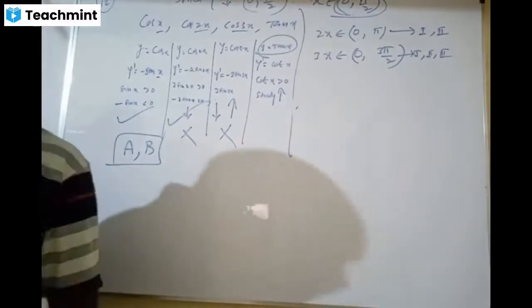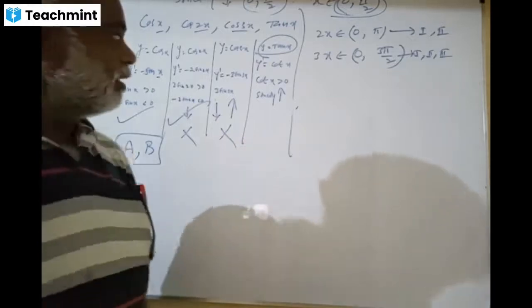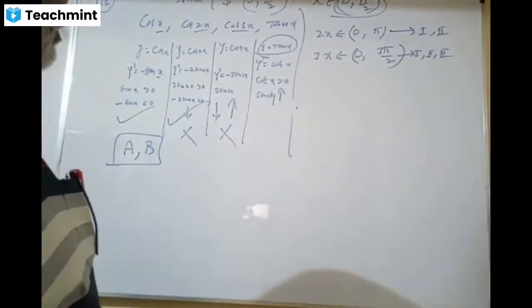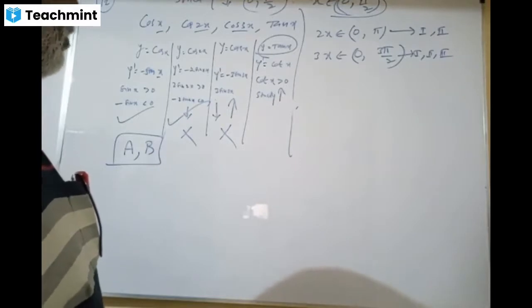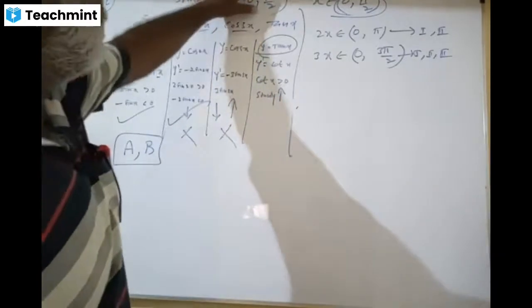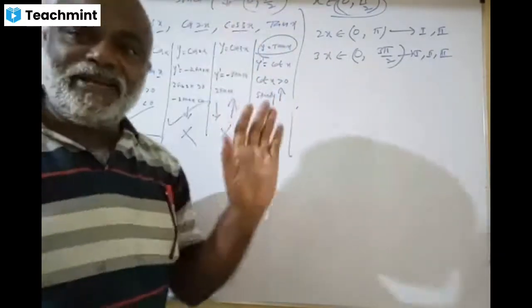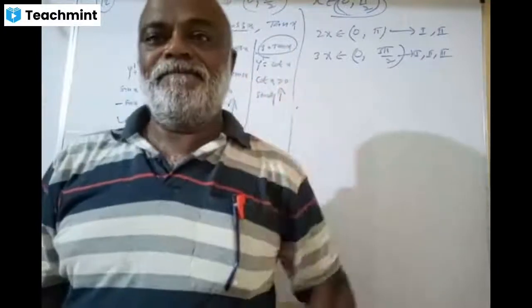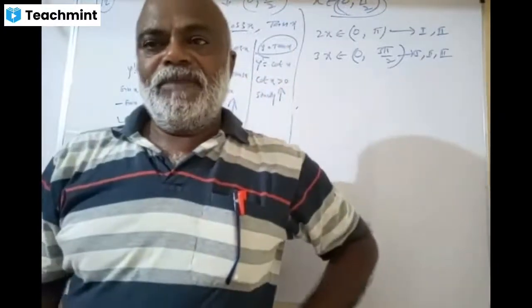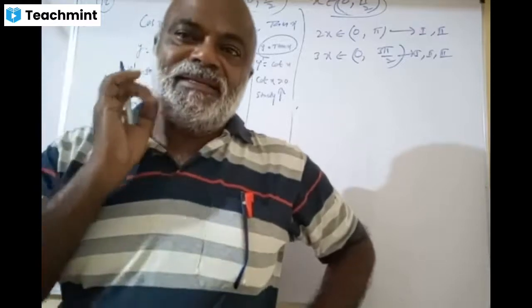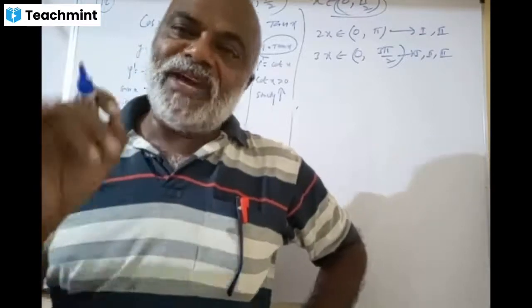Sir, I have another question. How are you just multiplying the 2x and finding the interval like that? Yeah. See, just think about this one. The question is 0 to pi by 2. The given interval is 0 to pi by 2. The given interval is for x only. That you can take for granted.